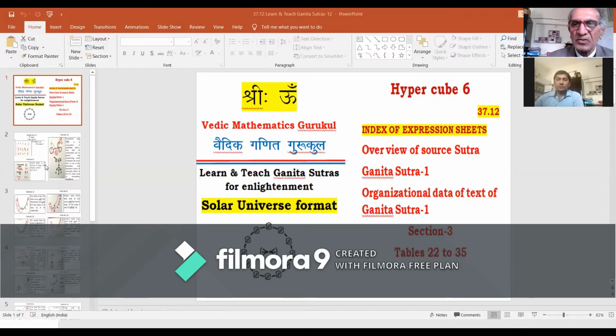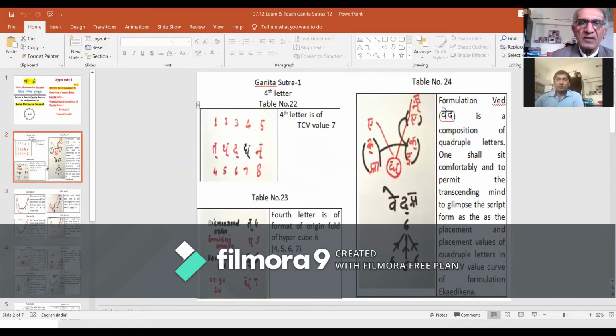The formulation Eka Adhikain is a setup of 9 letters. Its fourth letter is Dha. This letter is of TC value 7. Its placement and its TC value is depicted in table number 22.